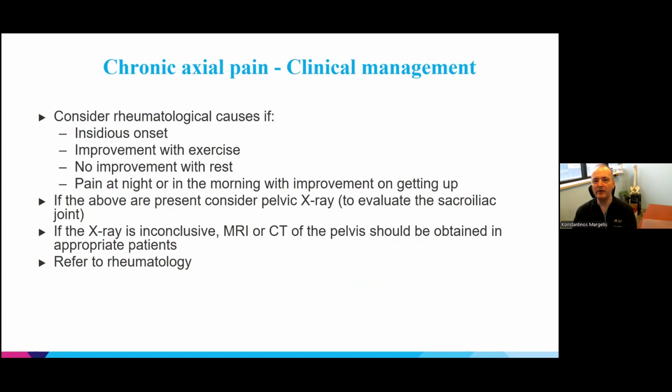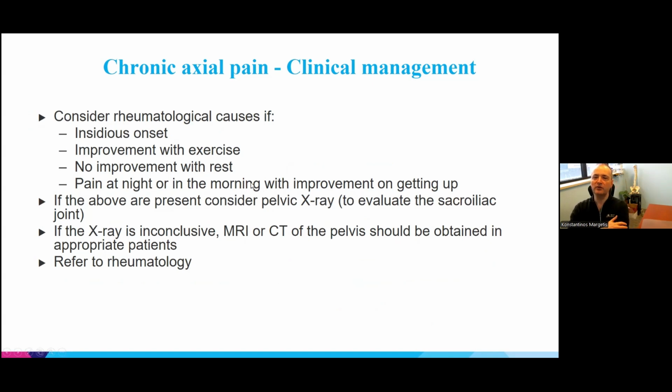Now, I mentioned earlier about rheumatological causes, so that's something we definitely need to rule out, especially if we're primary care providers. Pain at night or when the patients wake up in the morning is, let's say, a red flag for the presence of a rheumatological condition.